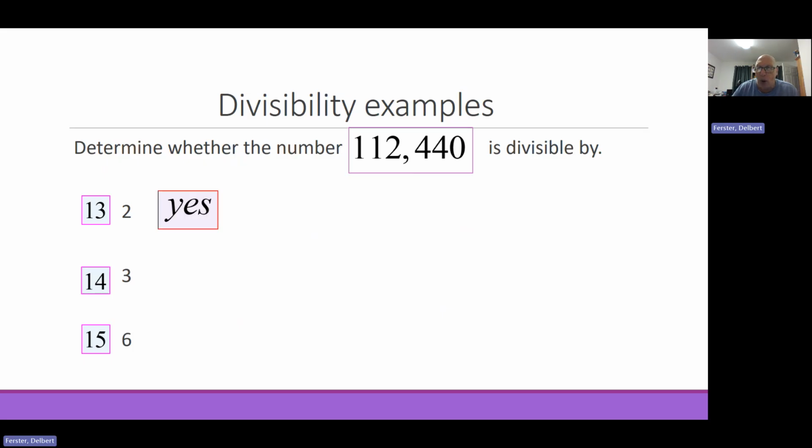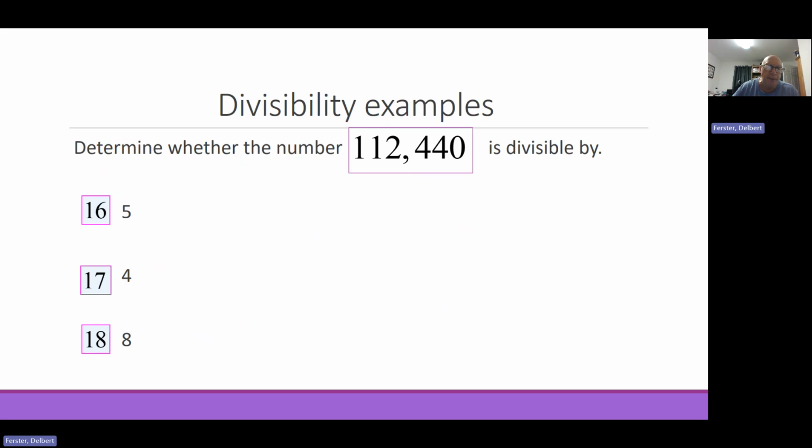Is it divisible by 3? Well, let's add the digits. We'll add a 1 and a 1, that's 2, and 2 more is 4, and 4 more is 8, and 4 more is 12, and 0 means the sum of those digits is 12. And since 3 divides 12, the sum of the digits, 3 will divide the given number. So problem 14 is another resounding yes. I purposely put 15 in this order because remember, if it's divisible by 2 and it's divisible by 3, you guessed it, it's also divisible by 6. So without having to do any extra work on number 15, we get another yes.